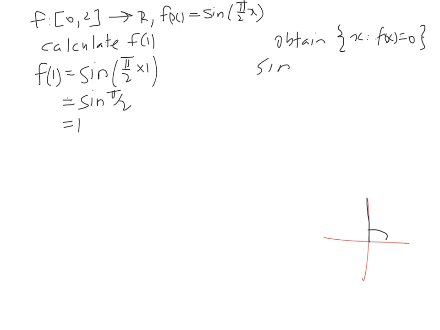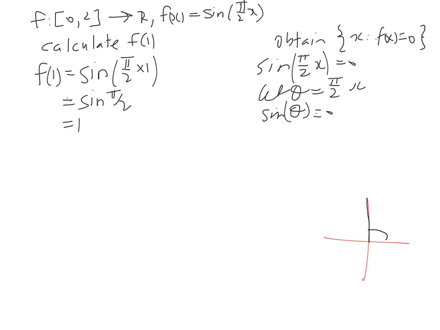Now, we're trying to find where this equation equals 0. So we're saying sine of pi over 2x equals 0. If we're trying to find out where it equals 0, what we do is we let that equal theta. So let theta equal pi over 2x. So now we're saying where does sine of theta equal 0? Well, between a domain of 0 and 2, we know that we're starting at 0, we're going to go around, and we're not quite going to reach pi.